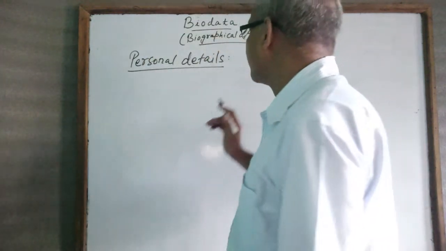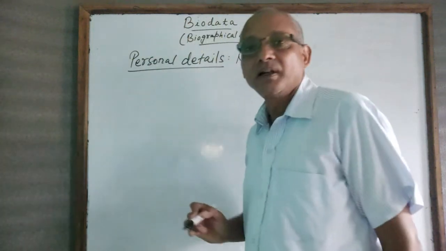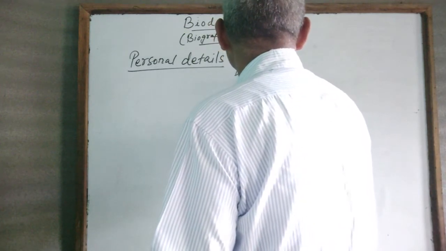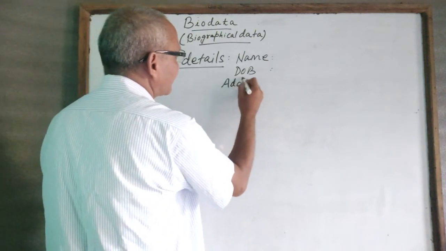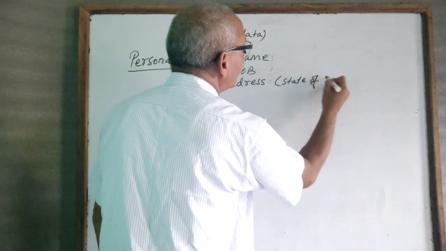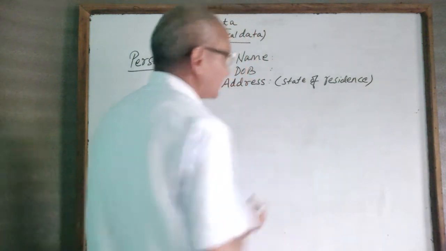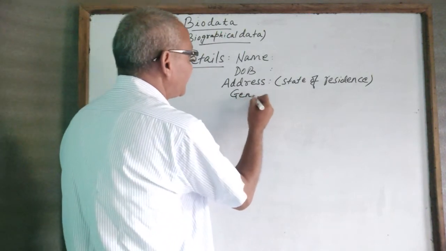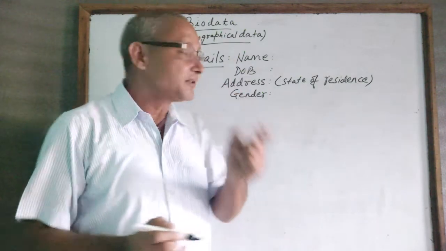So, in the personal details, write your name, number one, then date of birth. These are the points you can include. Date of birth, and after that, address. This means your state of residence, where you are actually from, or where you are residing currently. State of residence. Gender, male, female. Please mention this also. Then email address is a must.